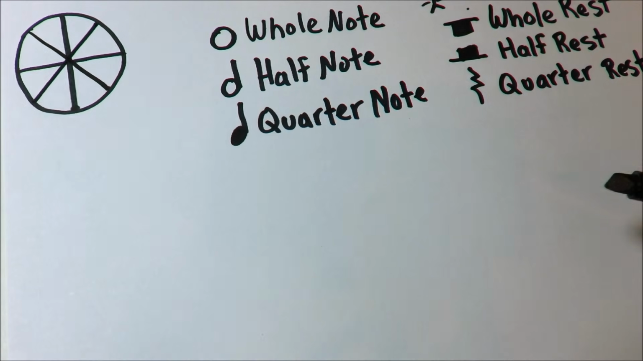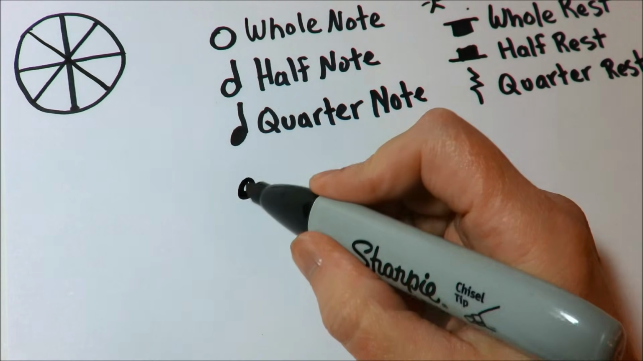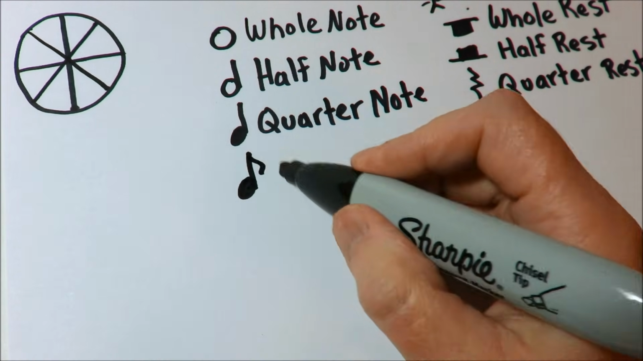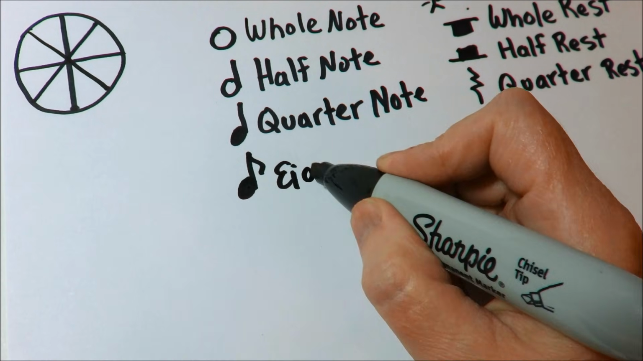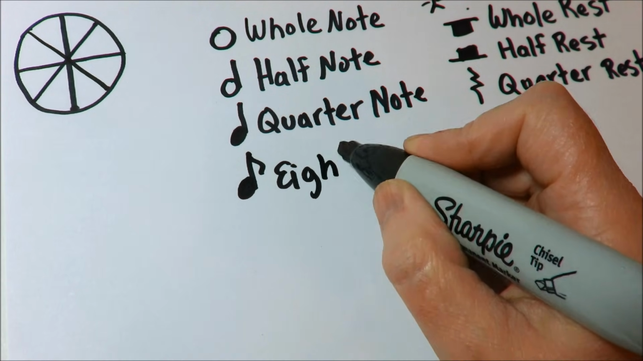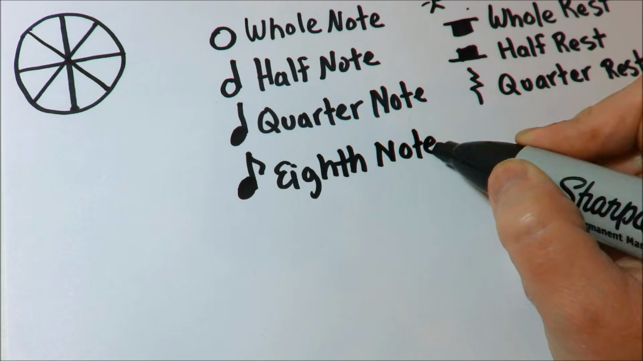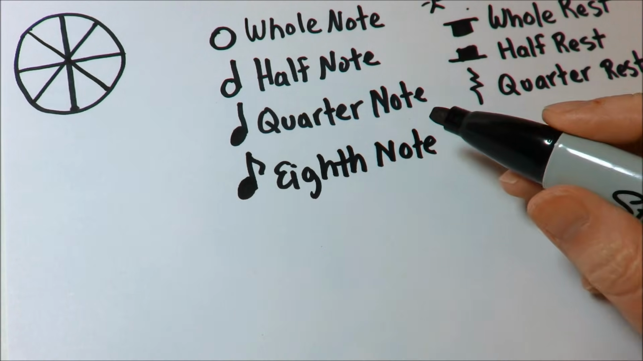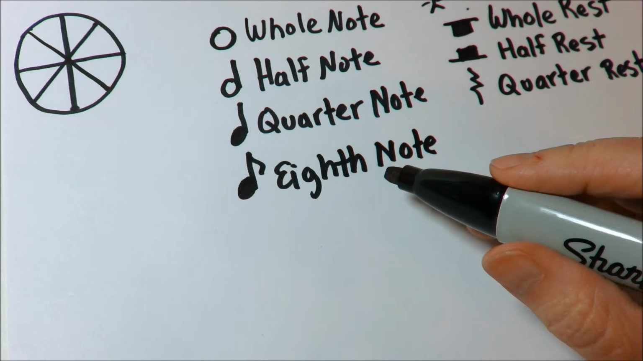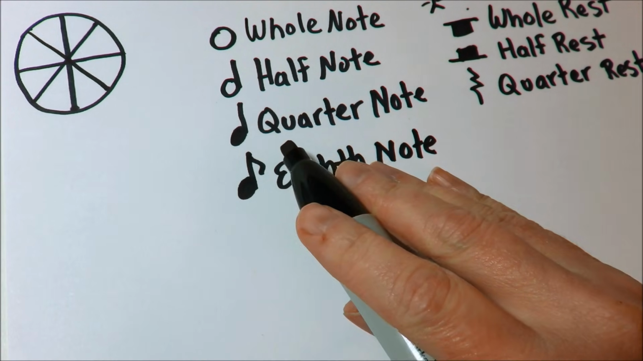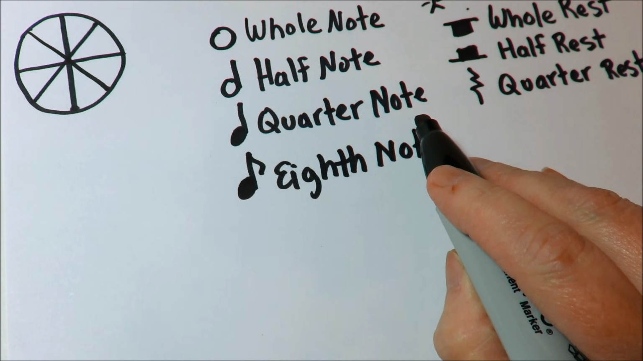That's right. Next guy's name is cute little guy with a flag. Eighth note. E-I-G-H-T-H note. That reminds me. Don't ever write the names of the notes using numbers. Always spell them out with letters and words.